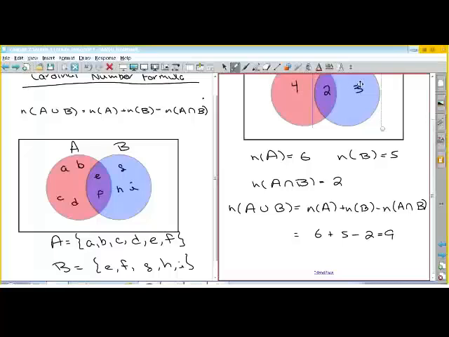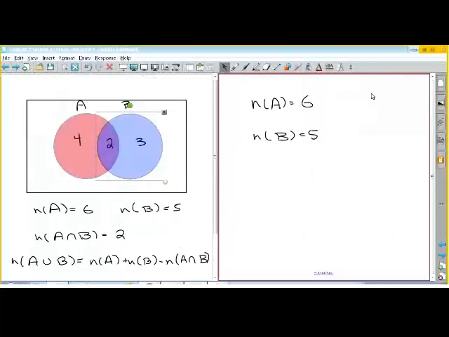Now, you can just count them off the Venn diagram here. 4 plus 2 plus 3 is 9. What the formula allows you to do is to not have to draw the Venn diagram. If you just had the numbers, you could do it using the formula. So sometimes that's useful, sometimes it's just as easy to draw the Venn diagram and figure it out from there. We'll use this one more time. Most of the time we'll just do it visually using the Venn diagram.